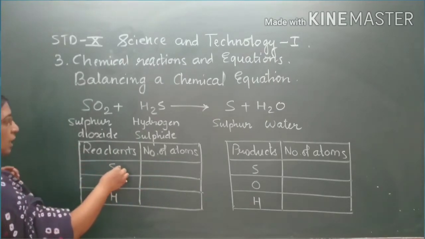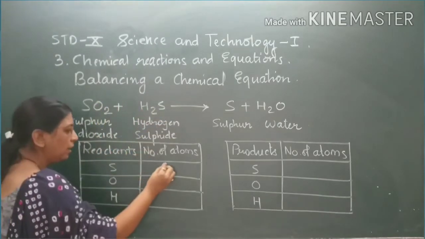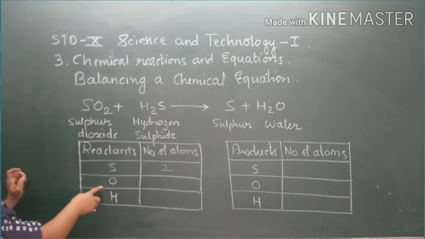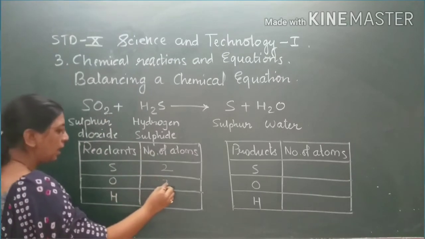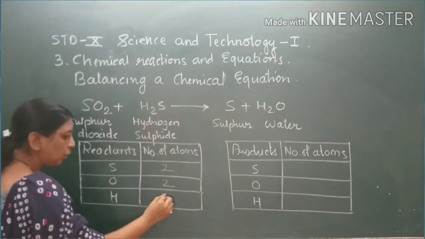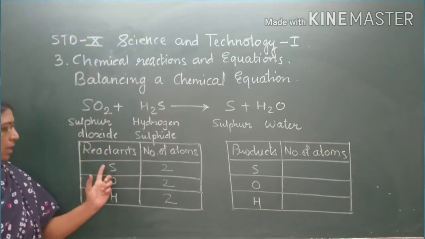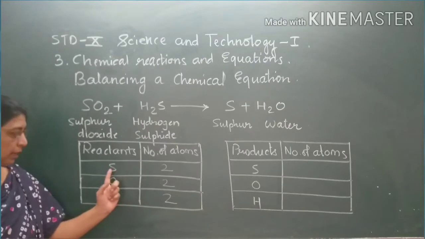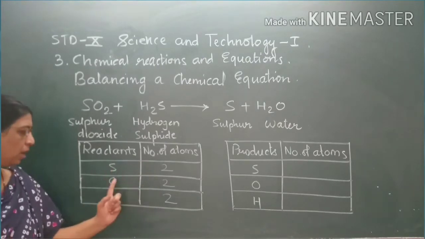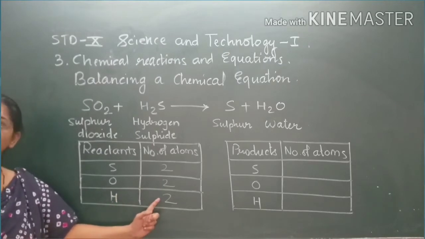If I see sulfur, the total atoms present here are 2. If I see oxygen, the total is 2. And if I see hydrogen, the total number of atoms is 2. So in the reactants, the element sulfur has 2 atoms, oxygen has 2 atoms, whereas hydrogen has 2 atoms.